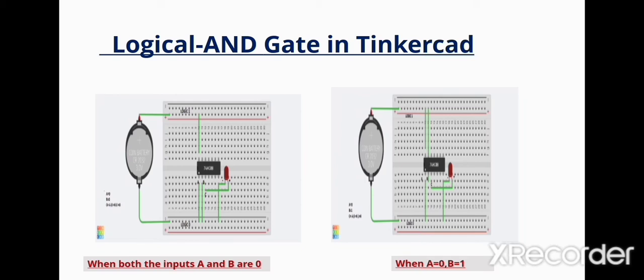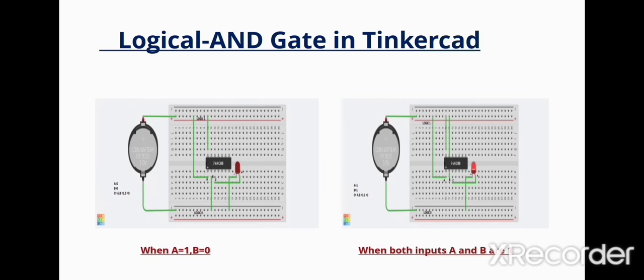In the second diagram, you will see one of its inputs is grounded and one of its inputs is connected to the power supply. But still the LED will be off because it is generating the output 0. Same case with the third diagram, but in the fourth diagram we will see that when both of its inputs are connected to the power supply, the LED will be on because the AND gate will generate the output 1.